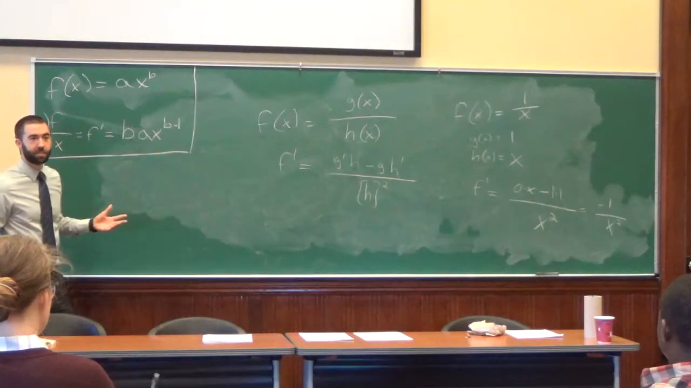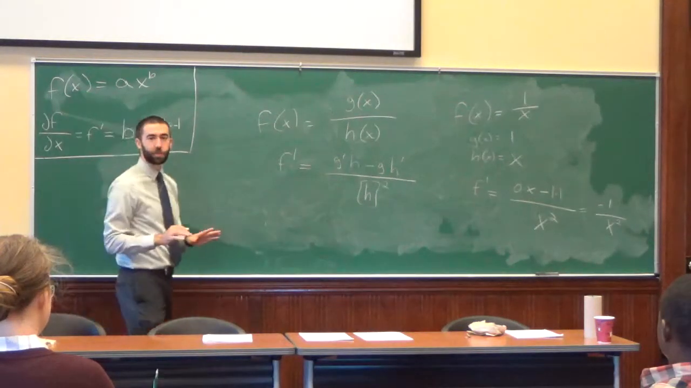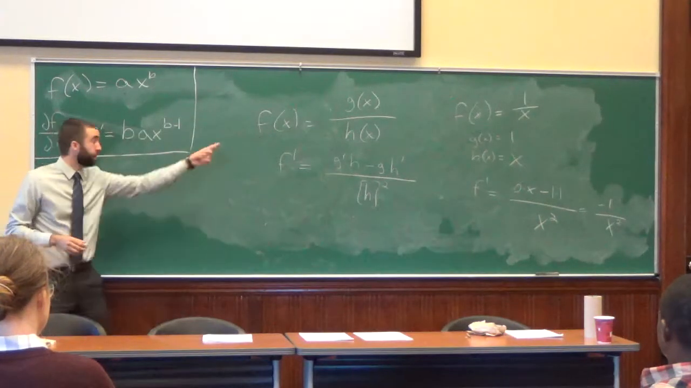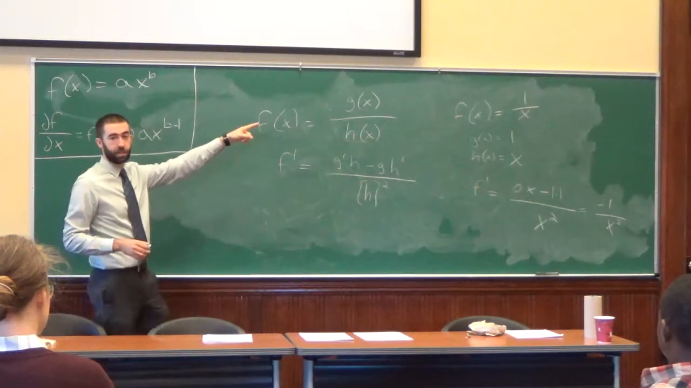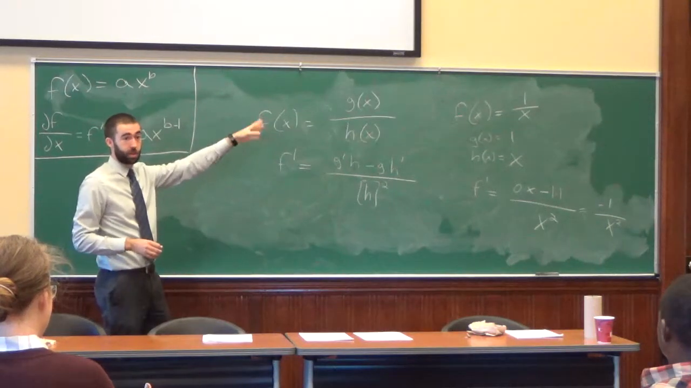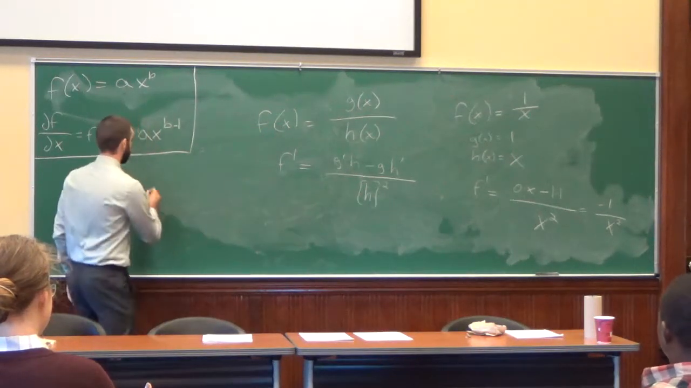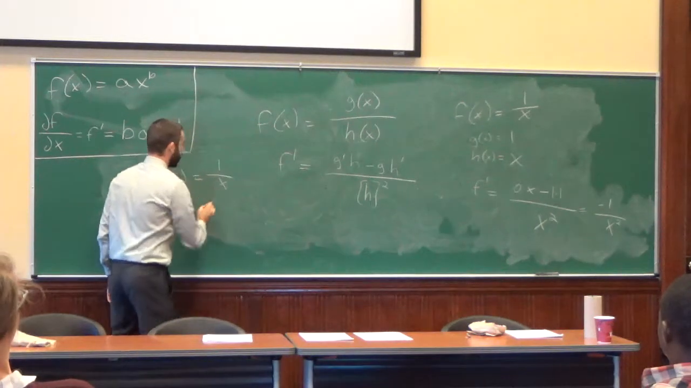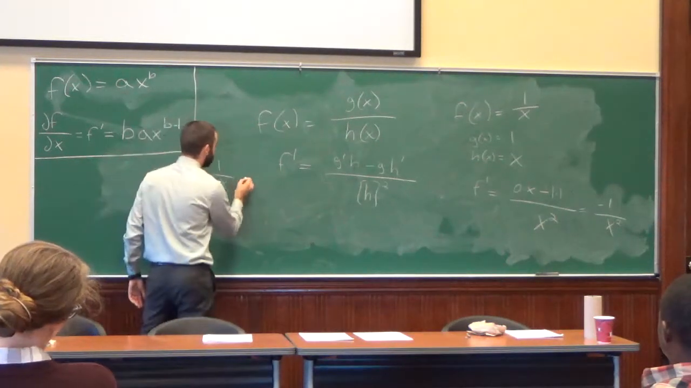You did? Quotient rule right there. You just follow the formula. Now, I'm just going to take an aside and show you another way of solving this derivative, just so we can see that we don't always have to use the quotient rule. So if I have f of x equals 1 over x, that's the same thing as what, together?